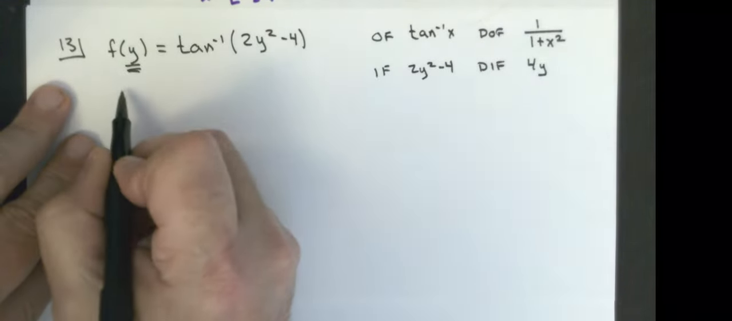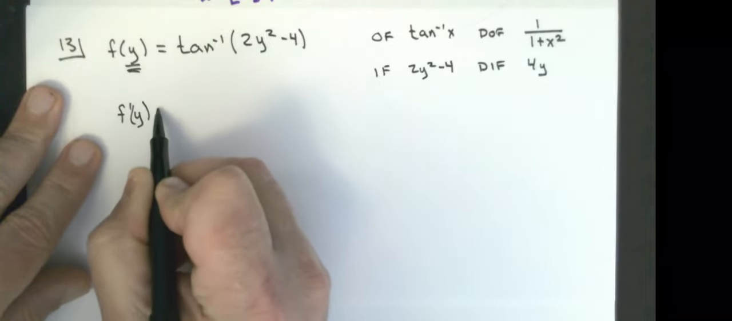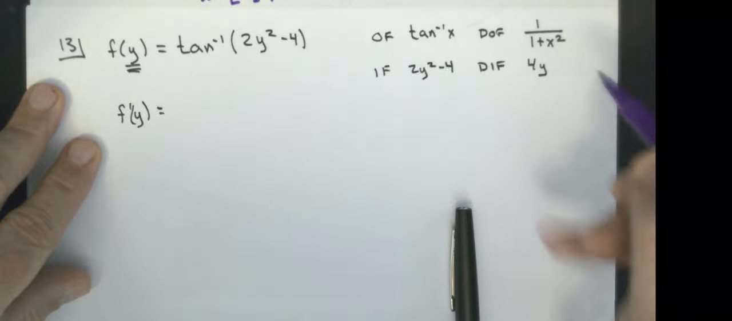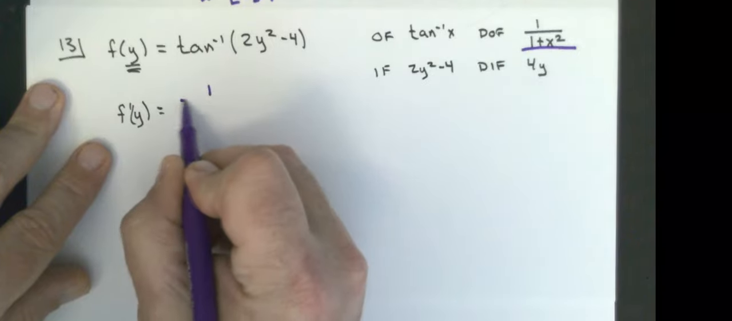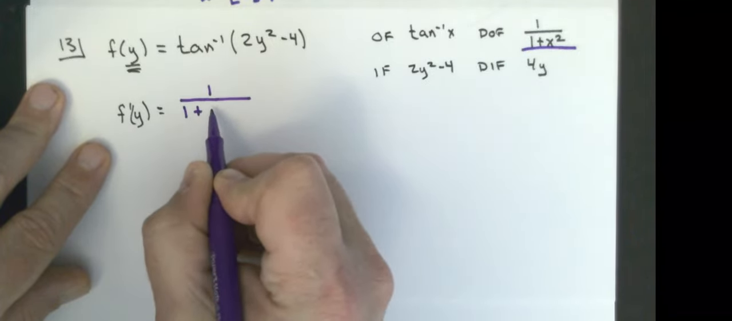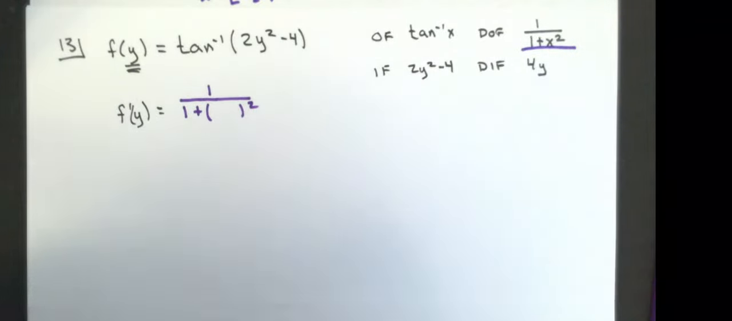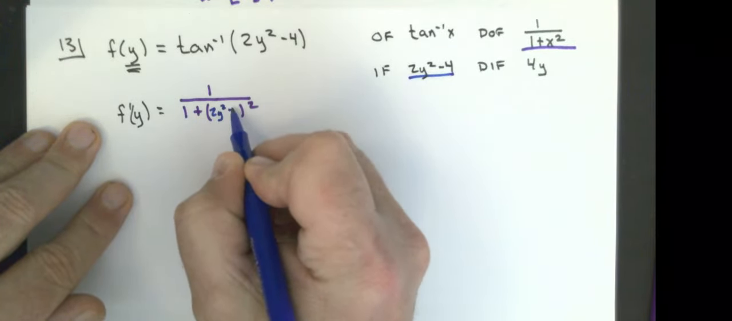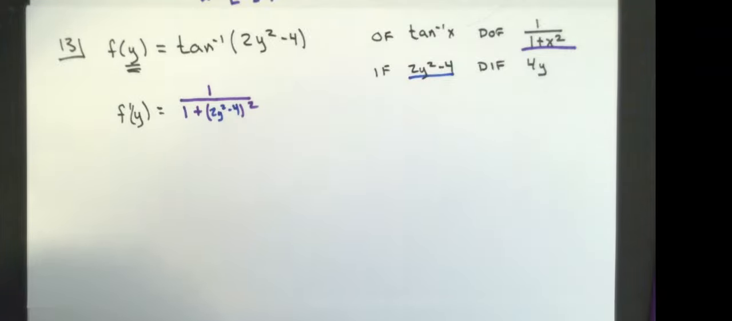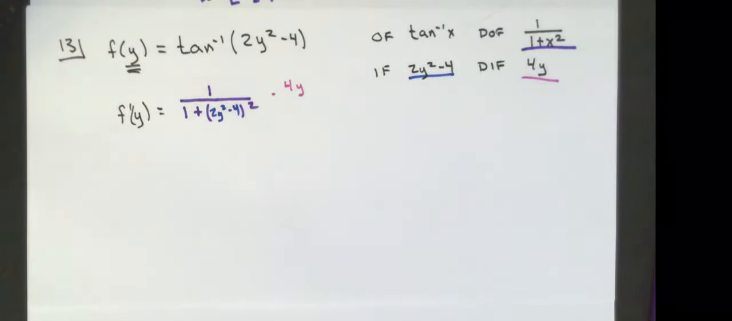So my final answer for f prime of y: take the derivative of the outside function, except where there's an x, I'm going to put parentheses. Inside the parentheses, I'm going to put the inside function. 2y squared minus 4 times the derivative of the inside function. Okay.